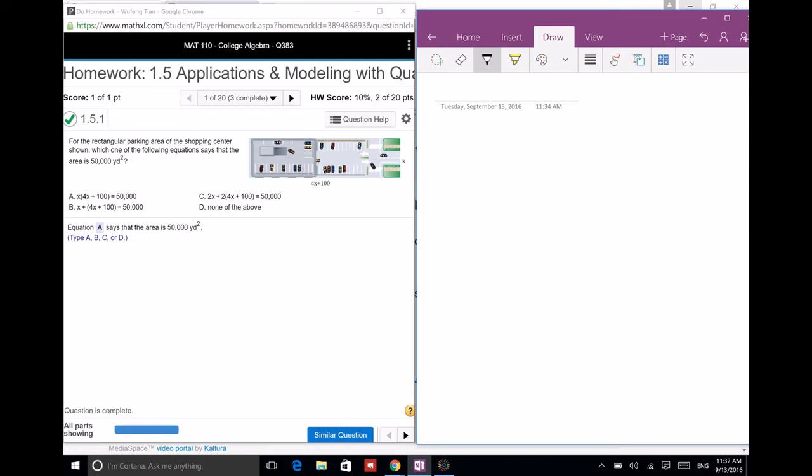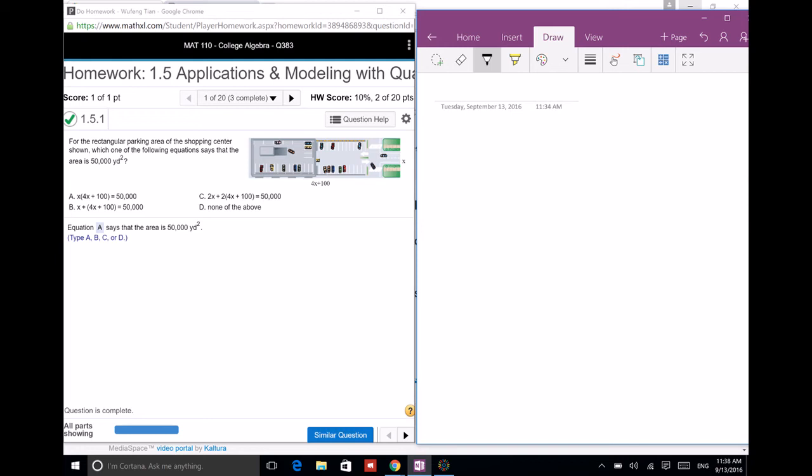And 1.5 is a little bit challenging, but I think it's still okay. It's like 1.2. 1.2 is applying an equation to solve real problems. So 1.5 is application of quadratic equations, not linear equations. So let's look at it.